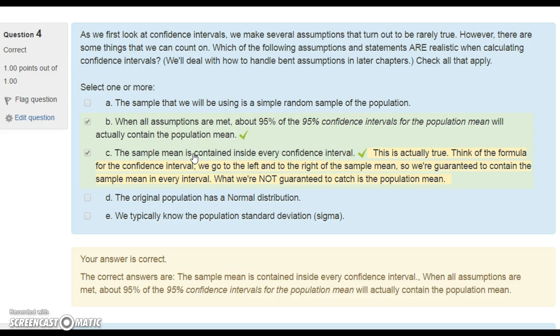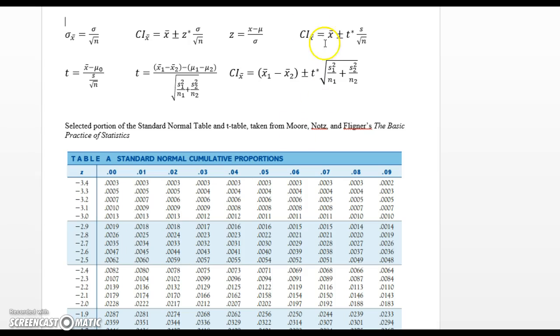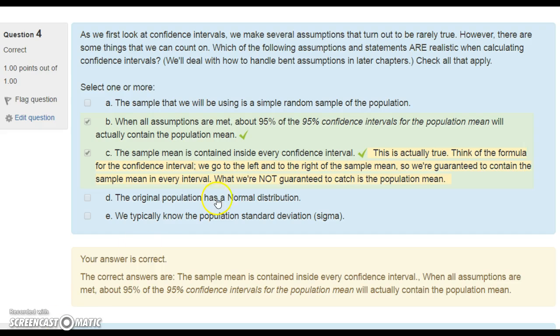Remember that the sample mean is the starting point for the confidence interval, and then you go plus or minus around that. If you look at the formula here, you're starting with the sample mean, then you're going a little bit to the left, and with the plus sign a little bit to the right. So that guarantees that the sample mean will always be inside your confidence interval. The population mean will be in there 95% of the time. And these, we assume them, but they're not always realistic, especially E. E is almost never true, and we'll talk about that in upcoming chapters.